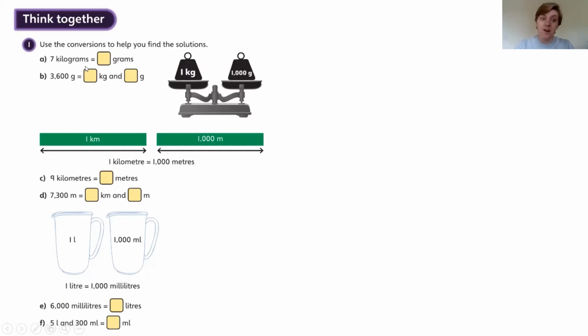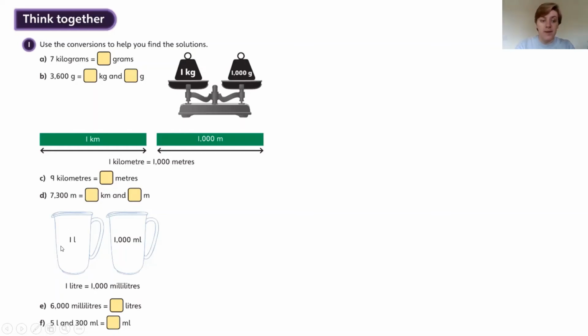So we've got 7 kilograms here, and we need to work out how many grams that weighs. So 1 kilogram is the same as 1,000 grams. So 7 kilograms will be how many grams? The other way, 3,600 grams is going to be how many kilograms and grams. The same with distance. I can see that 1 kilometre is equivalent to 1,000 metres. So 9 kilometres will be how many metres? 7,300 metres will be how many kilometres and metres?